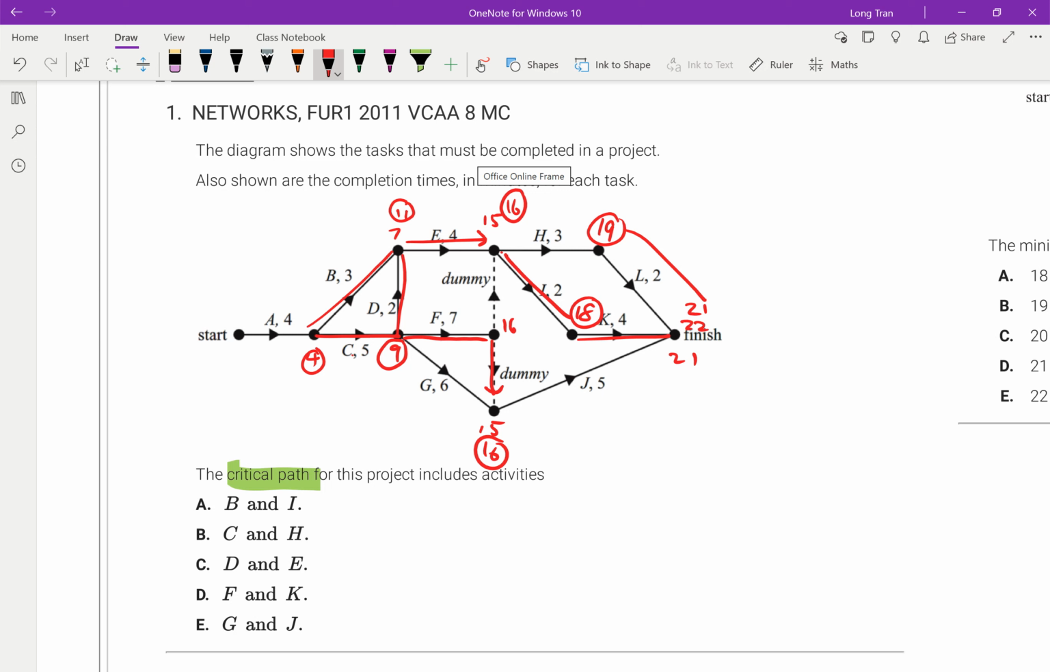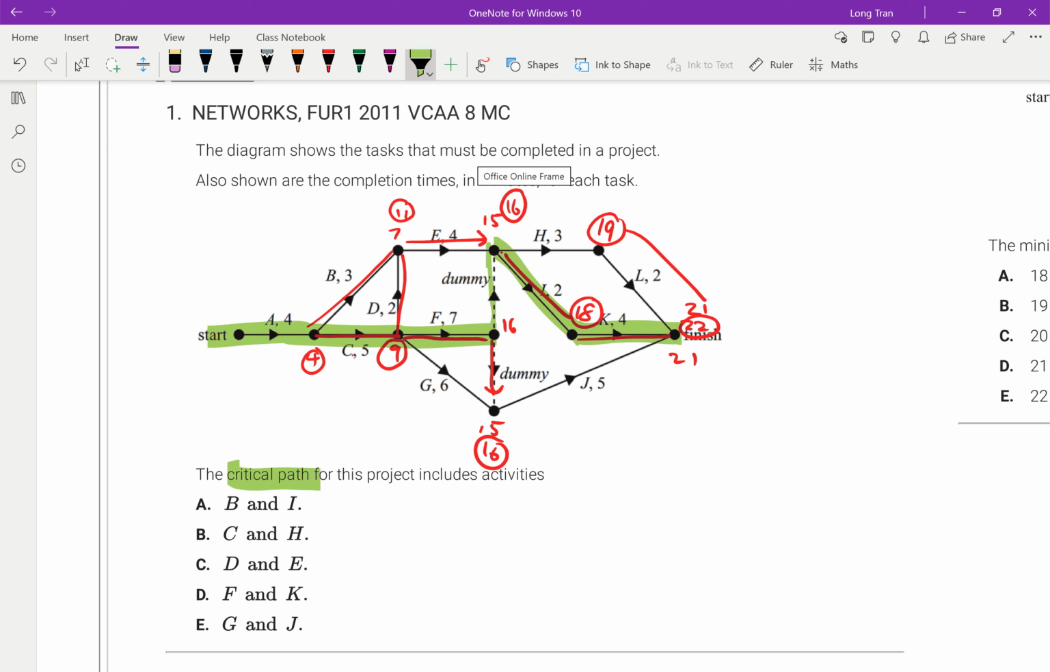So out of all those 3 routes that connect to the finish line, I can either get 21, 22, or 21. 22 is clearly the time that I have to account for the most. So the minimum time required is 22. Therefore, the critical pathway had to be this. This is what I had to do to get to 22.